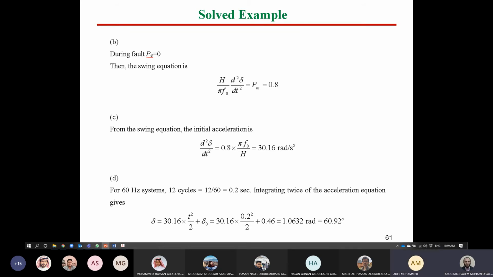Yes, it should be constant. So the mechanical power will be the same as before the short circuit, which was 0.8 per unit. So in this case, the swing equation is H over pi F node d squared delta over dt squared equals Pm minus Pe, where Pe is now 0. So this is now our relation during the fault.